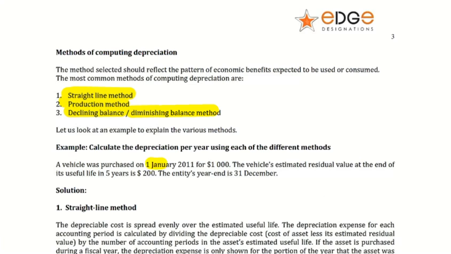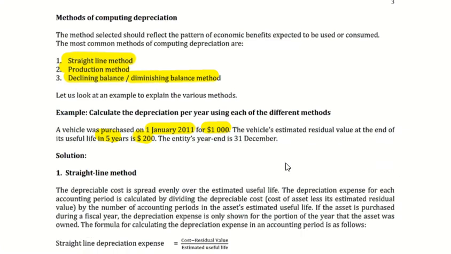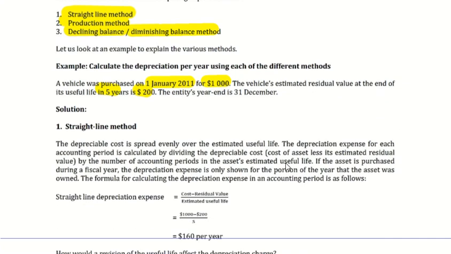The vehicle was purchased 1 Jan 2011 for $1,000. The vehicle's estimated residual value at the end of its life of 5 years is $200. So there's all the numbers. First and foremost, we've got to work out how much we are going to depreciate this asset by. What is the total amount? That'll be my numerator, and that's the cost price, which is $1,000, less its value at the end of its life, so minus 200. So its depreciable value is $800.